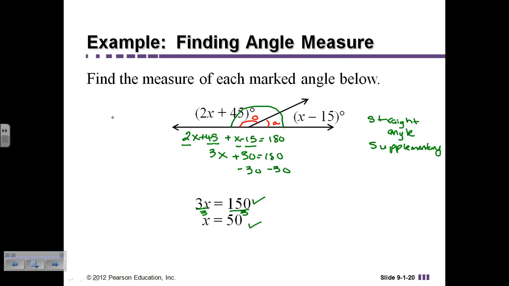And now we want to know the measure of each of the angles up above. So we have to take that 50 and plug it in to each equation that we have up above. So 2 times 50 is 100, plus 45 is 145. If I plug it into the other equation, 50 minus 15 is 35. So this angle right here that's acute is 35 degrees, and this angle over here that's obtuse is 145 degrees. And notice those two numbers add together to equal 180 degrees.